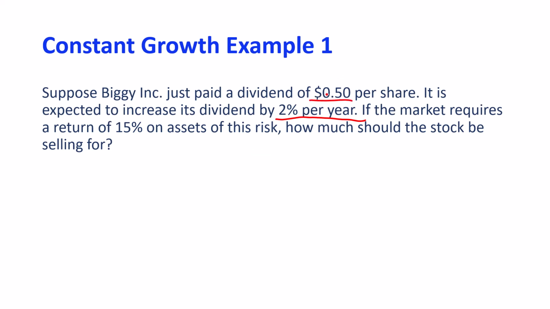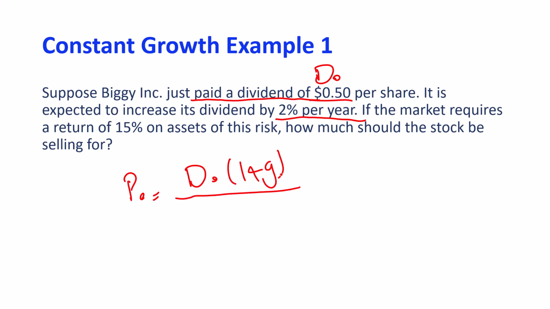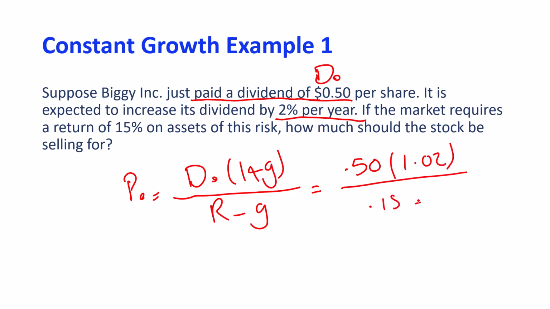This 50 cents, what is it? Is it the dividend next year, or is it in the past? Because it was just paid, this is your D0. So to find the price, you need to find the dividend of the next year, which is D0 times 1 plus g, over R minus g. So you will have 50 cents times 1.02 over 15% minus 2%.